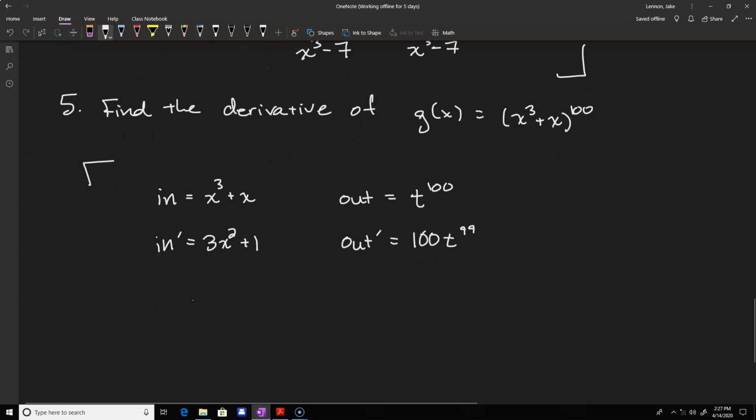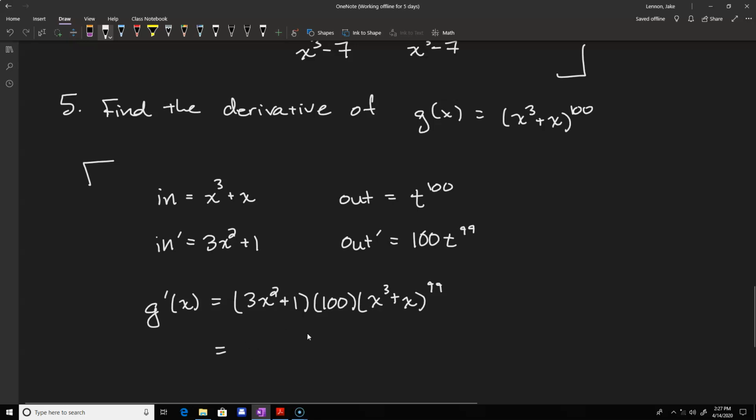And so, again, same thing: multiply the in prime by the out prime and replace t with the original inside function. Again, because in prime has more than one term, we need parentheses around it. So we have 3x squared plus 1 times 100, and then change t back into x cubed plus x. So we have x cubed plus x to the 99th power. Now, you can distribute the 100 to the 3x squared plus 1. Of course, I don't really mind whether you keep it factored or not.